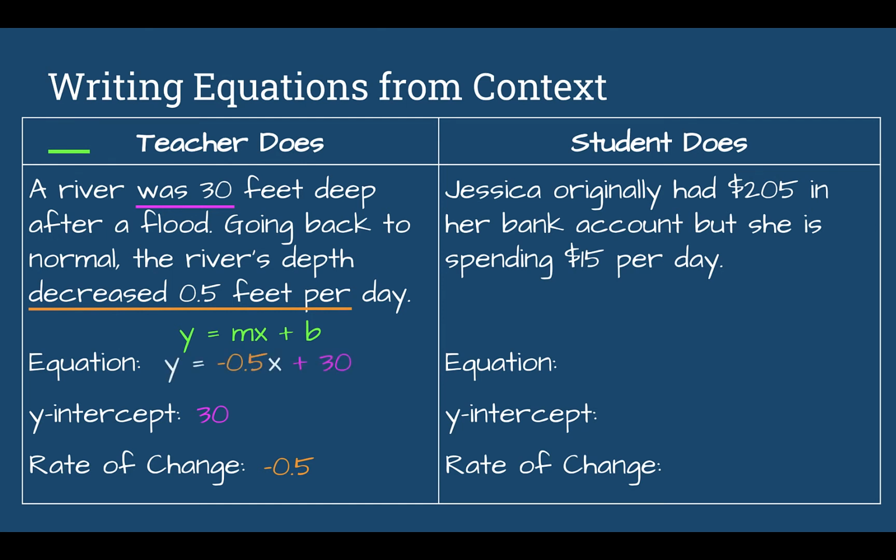If I plug those two things in, then I have y equals negative 0.5x plus 30. Remember, the m is your rate of change and the b is your y-intercept. It's usually the same format and the same placement of the numbers. Pause the video and try the one on your side.